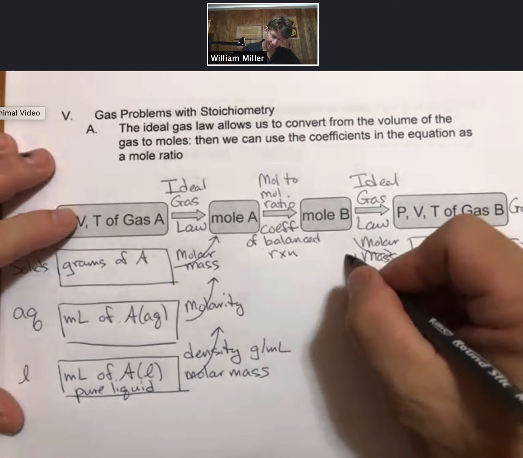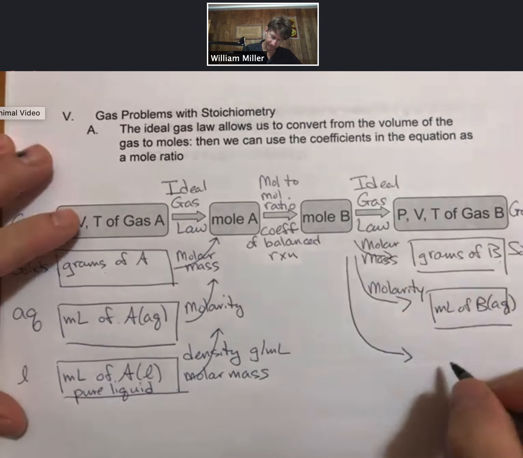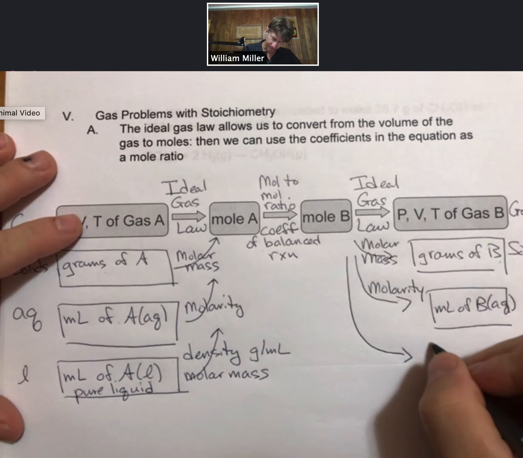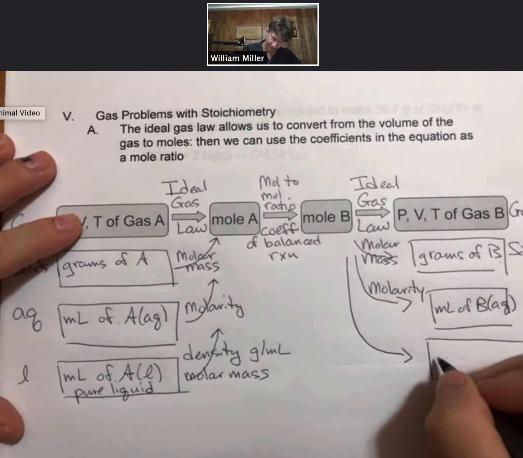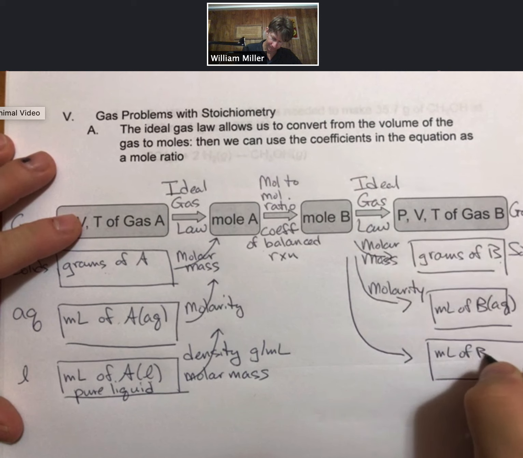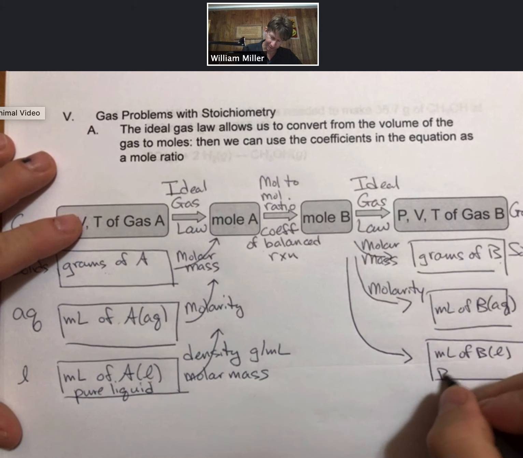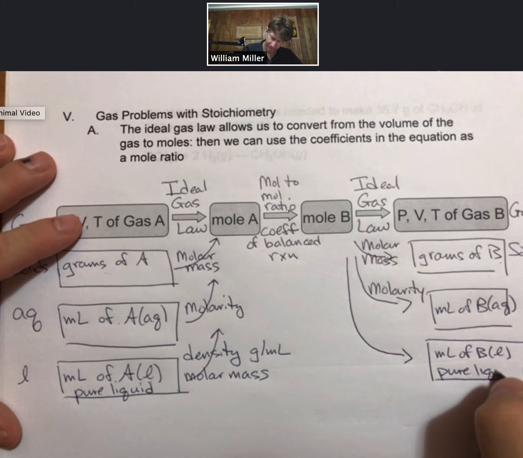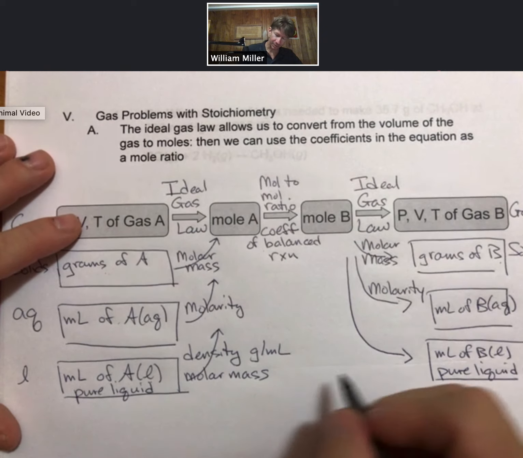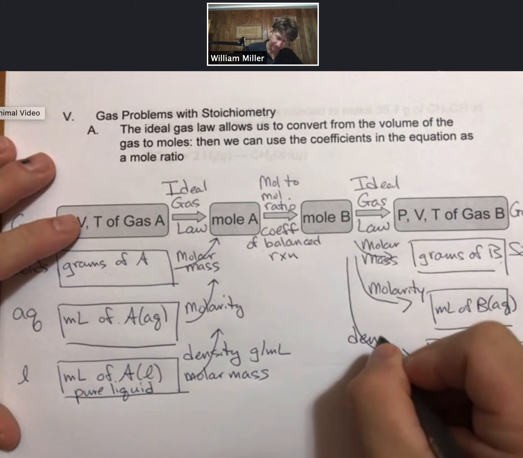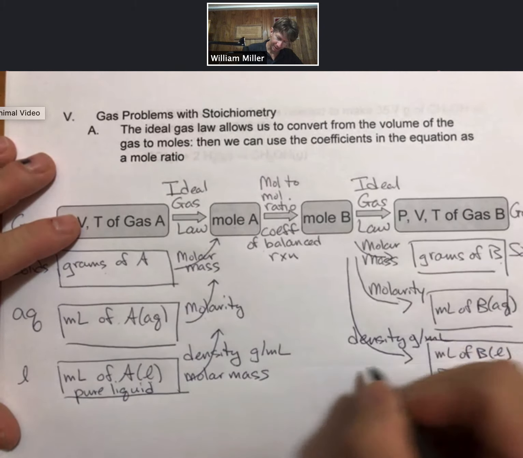And we'll do the same thing for our flow chart over here. And again, this last type of calculation with pure liquids doesn't occur that often, but it's worth noting in case it does. Grams per milliliter, and then molar mass.